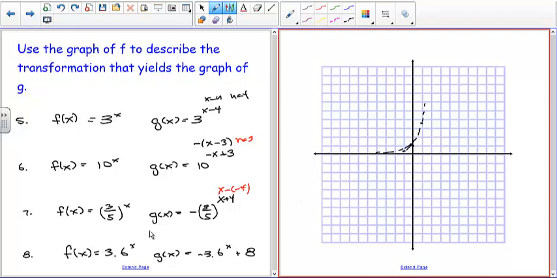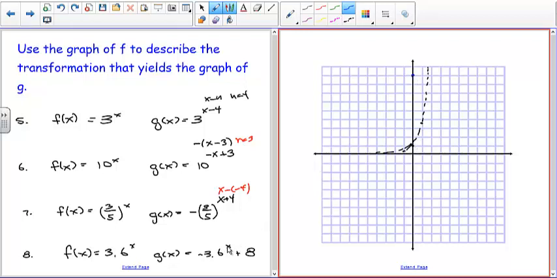Now 3.6 to the second power is going to be more than 10, so I know it's going to go up pretty quickly. Okay, so that's the parent function. Now what you've got is this 8. So you're going to move it vertically 8 units. So let's move this 1, 2, 3, 4, 5, 6, 7, 8. So that's this point.